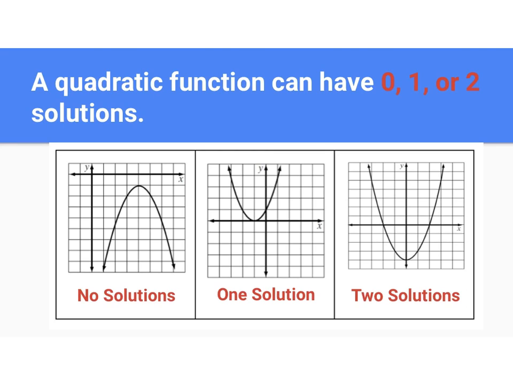And there's three types of solutions that a quadratic function can have. You can have no solutions where the parabola does not cross the x-axis. You can have one solution where the parabola only touches the x-axis one time, or you can have two solutions where it touches the x-axis twice.